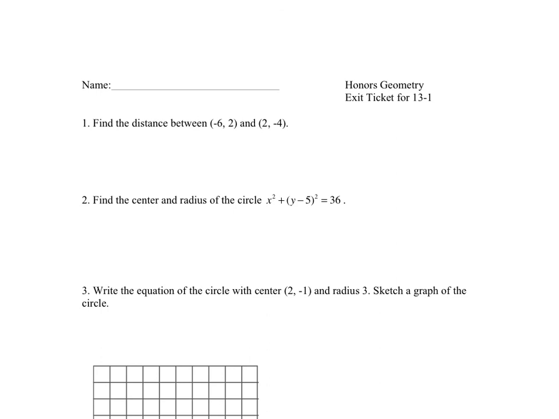Okay, so finally for today, see if you can answer these 3 questions. Find the distance between negative 6, 2 and 2, negative 4. Identify the center and the radius of the circle with a given equation. And finally, for number 3, write the equation of the circle with center at 2, negative 1 and radius 3. And see if you can sketch a graph. For this graph, you can put your x and y axis right in the middle of the graph.